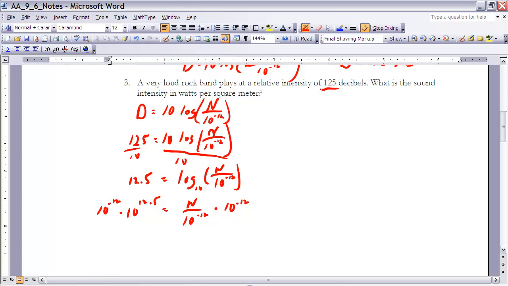Okay. If I do that and I use what I know about exponents, the negative 12 plus 12.5, if I add those exponents together, I get 0.5. So I can write this as 10 to the 0.5. This is going to cancel with this, is equal to n. So n is approximately 3.16.